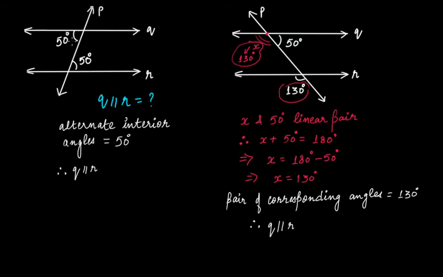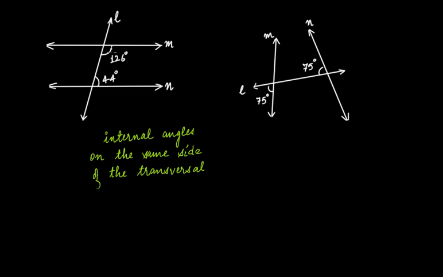In this case, these two internal angles, sorry, this should have been internal, not interior. These two internal angles would be alternate if they were on opposite sides, one towards the left and one towards the right. But in this case, both angles are on the same side. Therefore, for these lines M and N to be parallel, the sum of this angle and this angle, that is the sum of internal angles on the same side of the transversal, should be equal to 180 degrees.